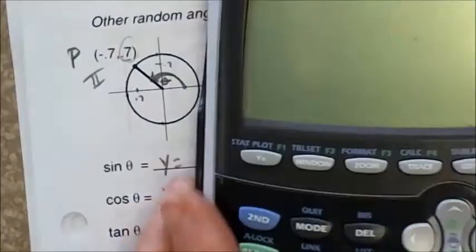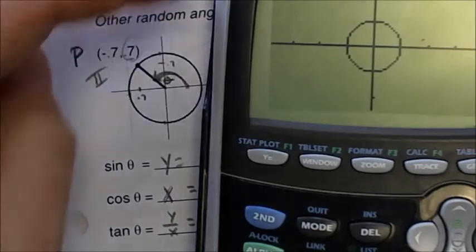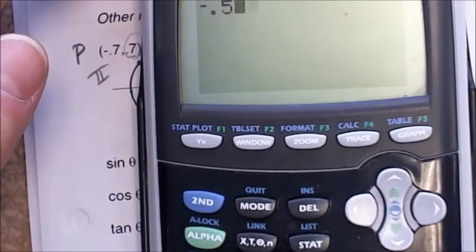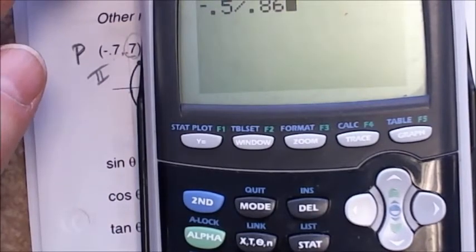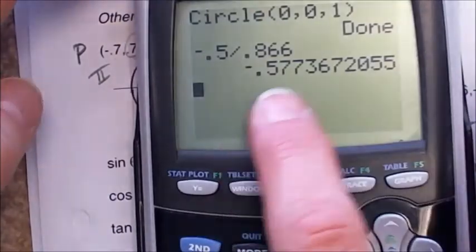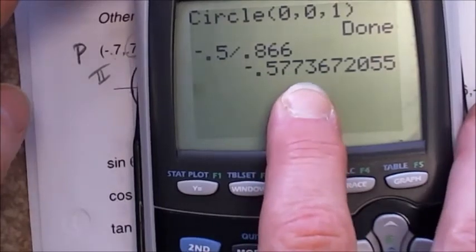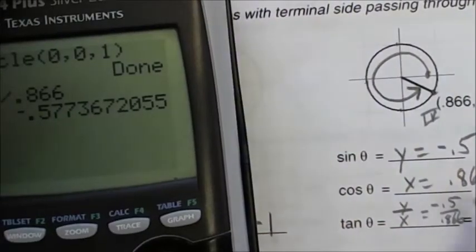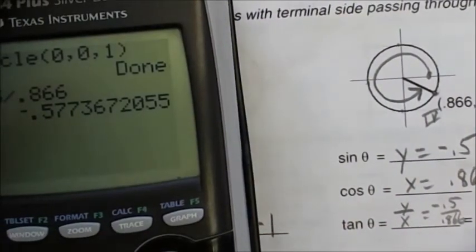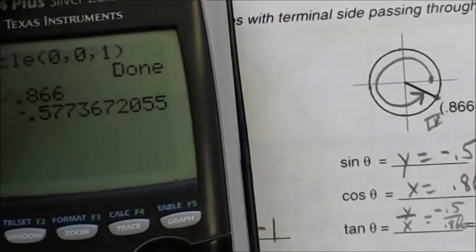And I don't know what that is, so I'm going to grab my calculator and ask it. Negative 0.5 divided by 0.866 is negative 0.5774. I guess I'll round it to 4 decimal places. Negative 0.5774.